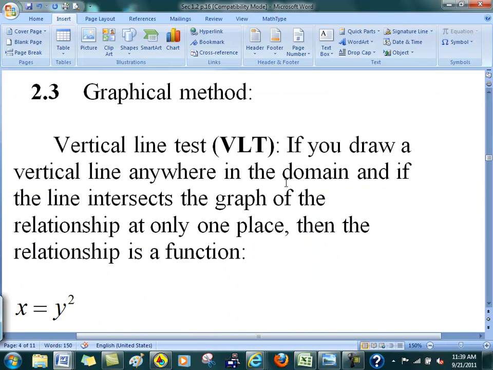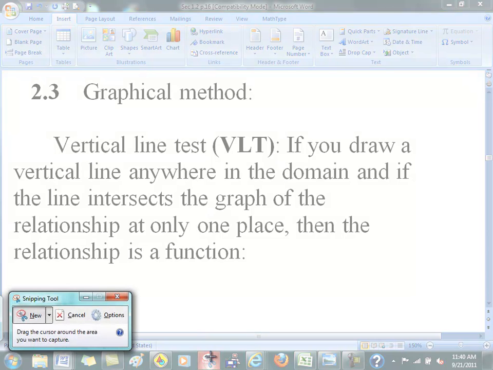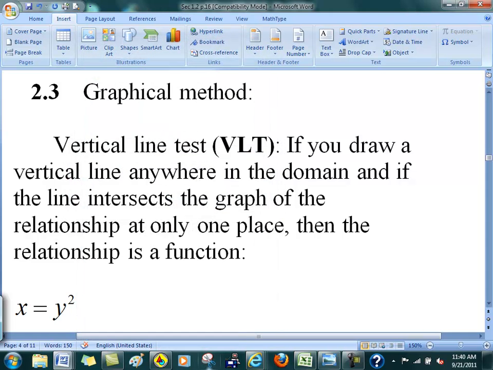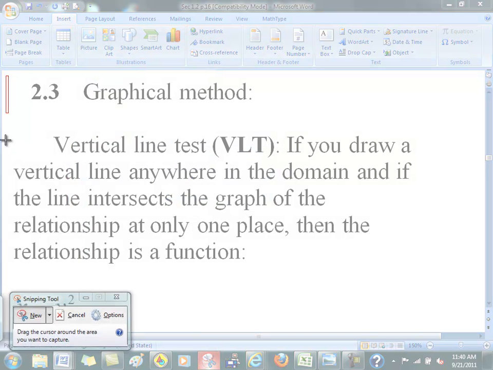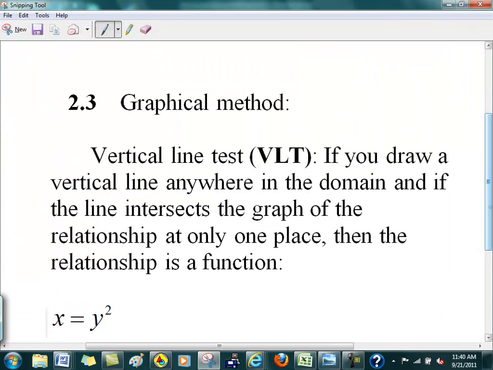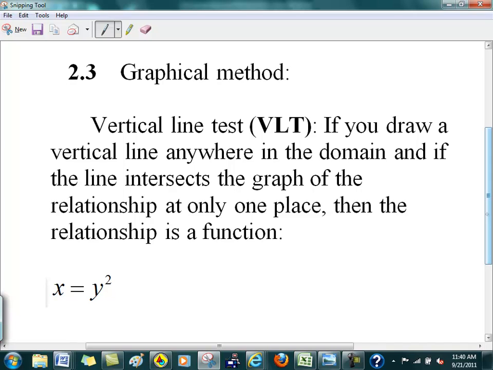Okay, so here's another more technical way of doing this, okay? Using a graphical method, okay? And this is a very important test. You must have learned this in Algebra 2. Did you guys learn this in Algebra 2? The vertical line test? Yes? Should have learned it in there. Okay, so in order to graph this, you need to rewrite this as y equals plus or minus square root of x.